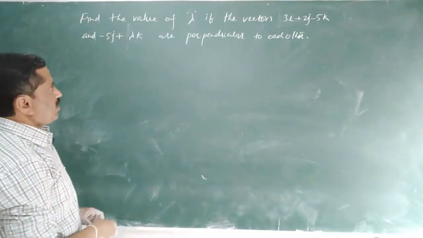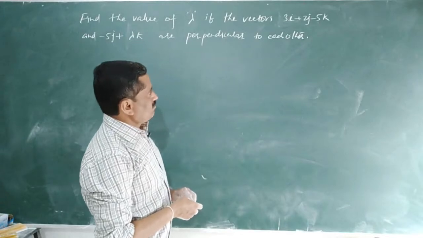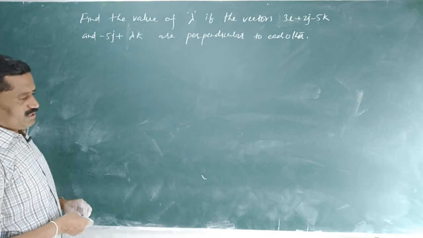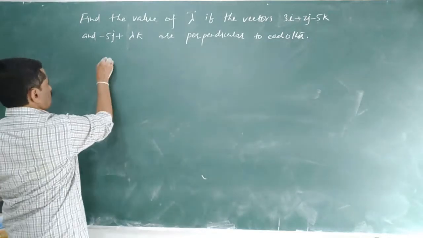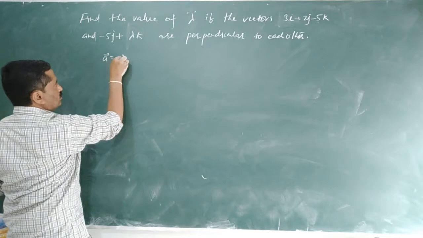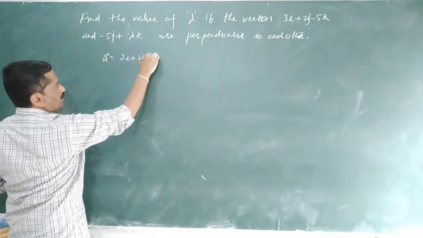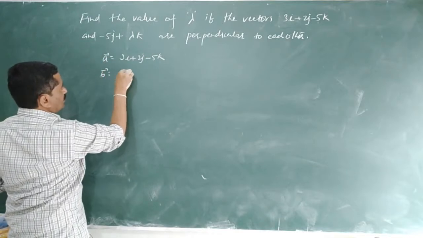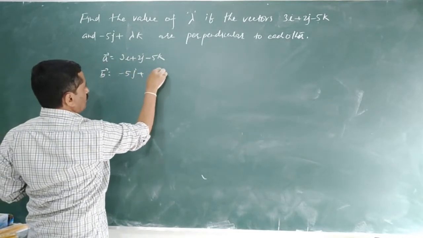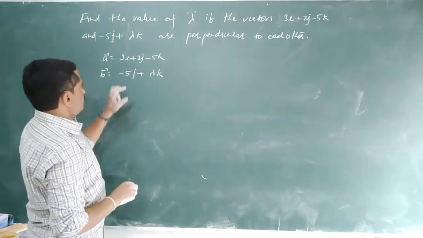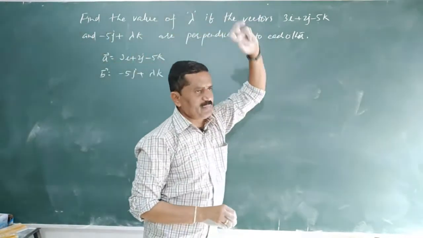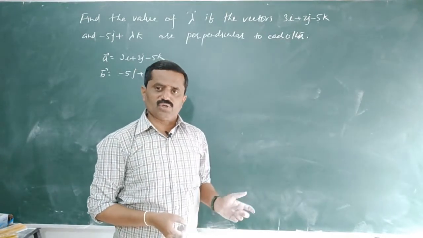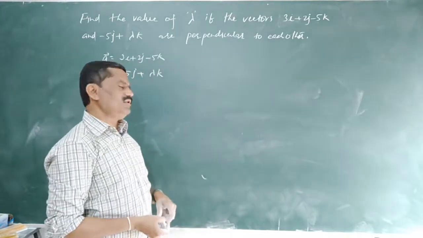Next, find the value of lambda if the vectors 3i plus 2j minus 5k and minus 5j plus lambda k are perpendicular to each other. Similar question. So write a bar is equal to 3i plus 2j minus 5k and b bar is equal to minus 5j plus lambda k. He has given that these two vectors are perpendicular to each other. That means a bar dot b bar is equal to 0. Using that, we need to find the value of lambda.